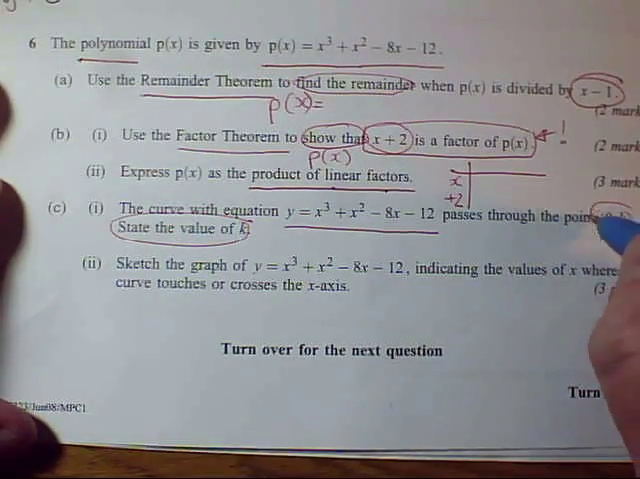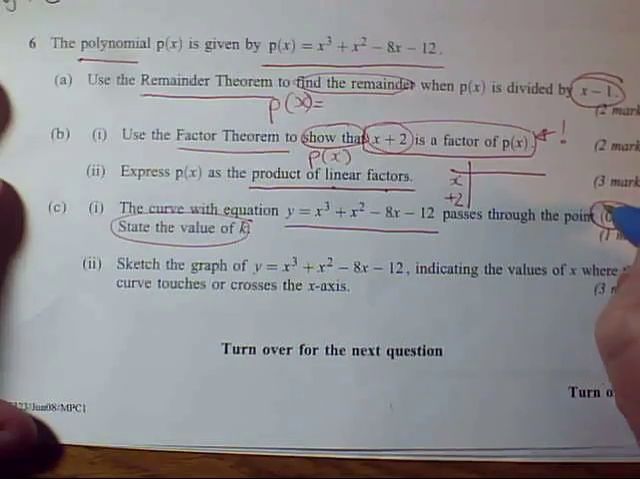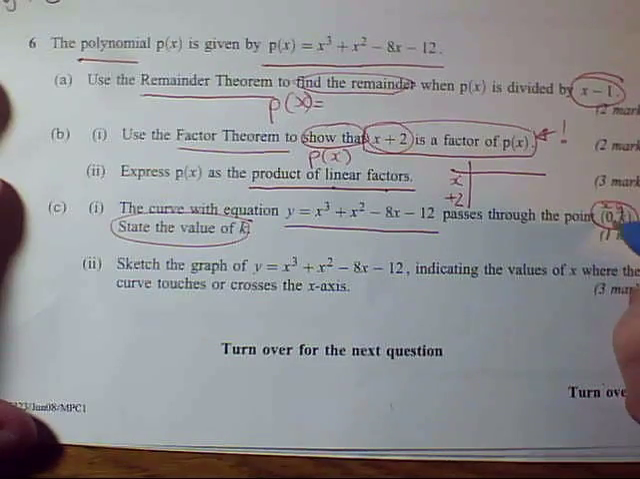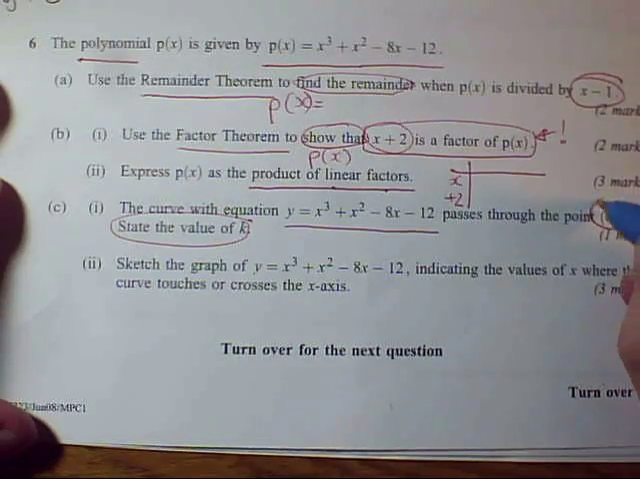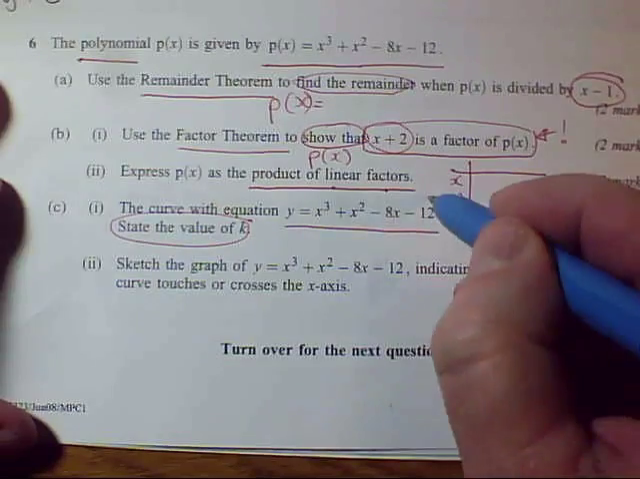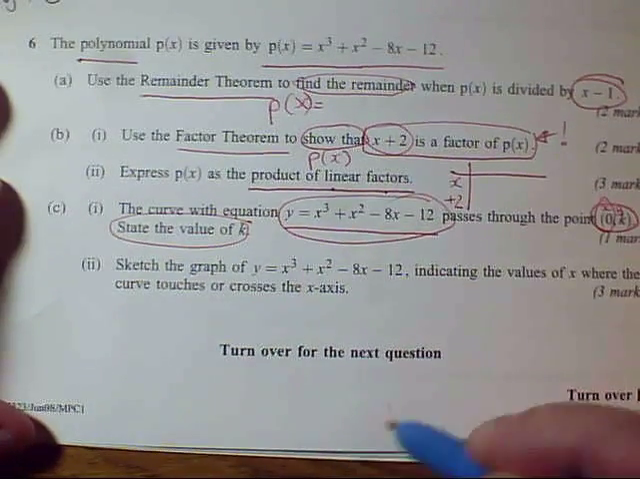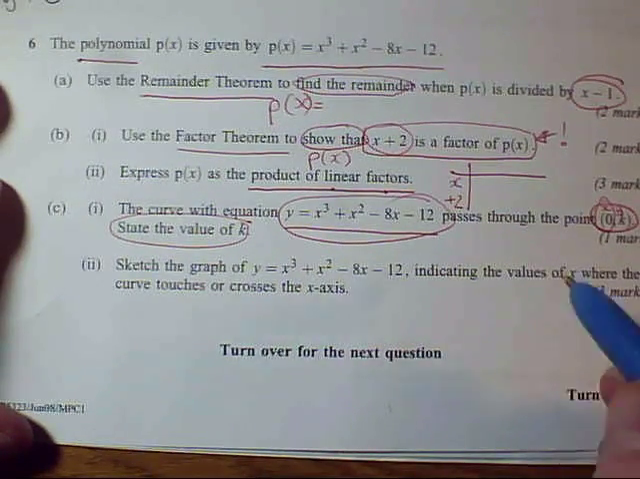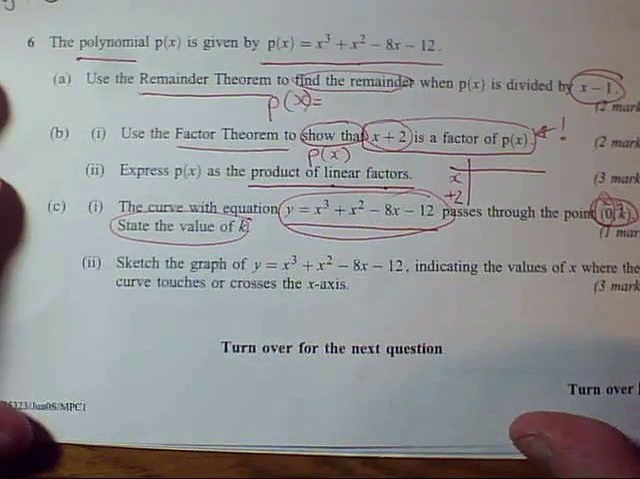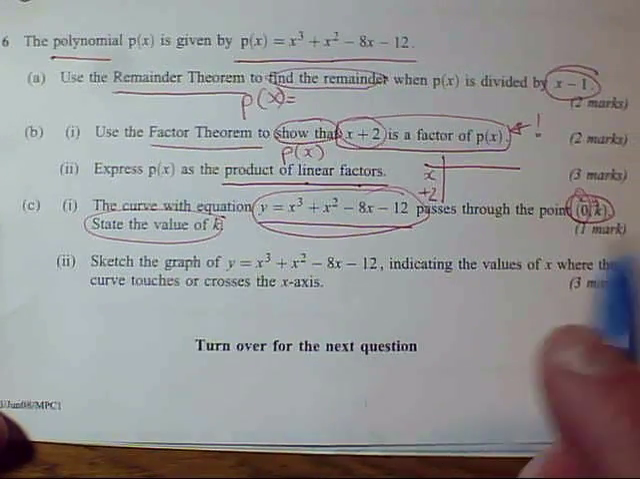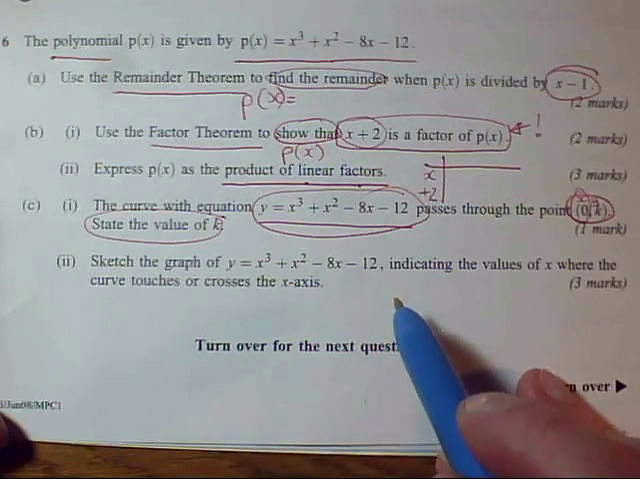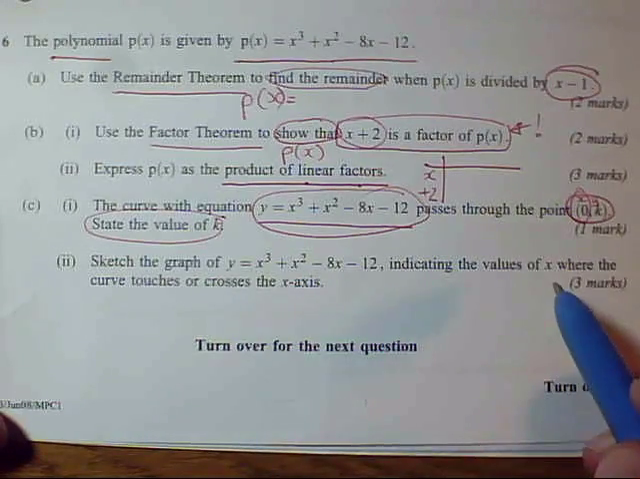When they say a point, a point's got an x and a y. So they're giving you an x is 0, and they're saying the y is k, find that k. So if I know that x is 0, how do I find y? Well, I've got an equation for y here. So that's how you're going to find the value of k, and it's very easy, which is why it's only worth 1 mark.